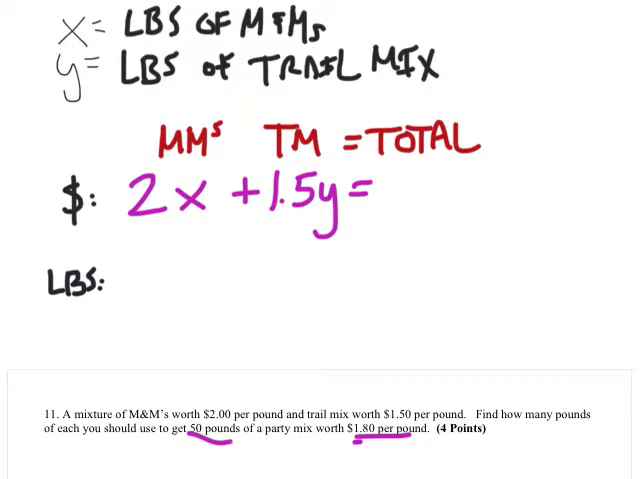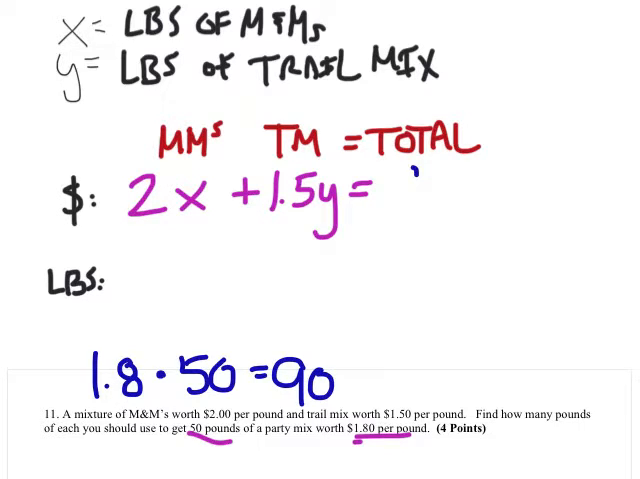Alright, so we need a total for the dollars, and we know the dollars per pound. We don't know the total amount it's going to be, so we have to multiply those two. So what we're going to have to do to figure out that total is we're going to take, I'll do this in a different color, that 1.80 per pound and multiply it by the 50 pounds. Okay, and we'll see how much that is. Looks like it's $90. So the total was actually $90 there.